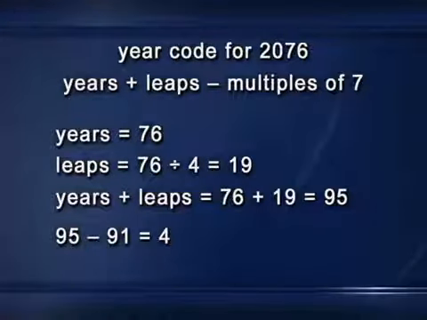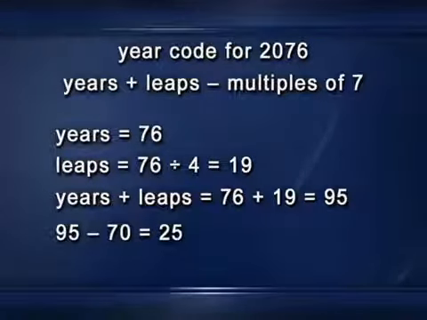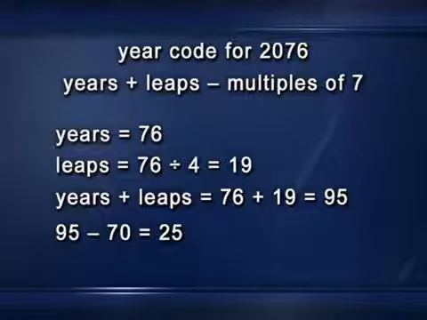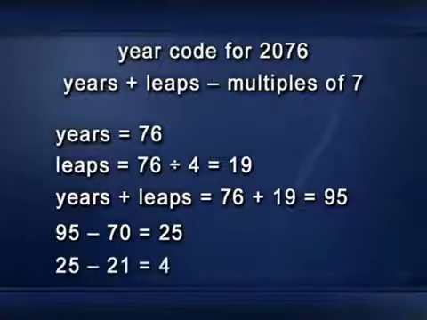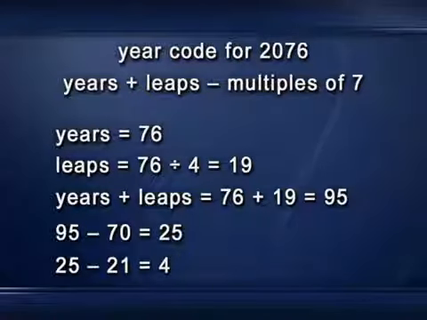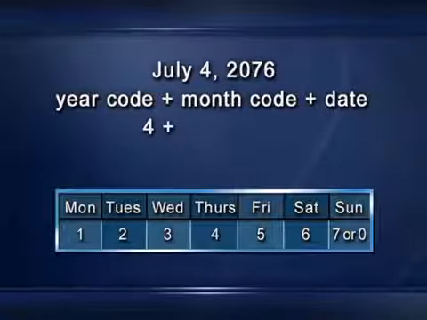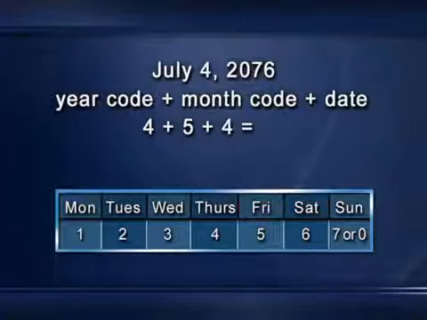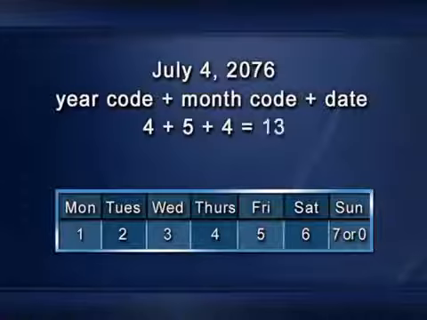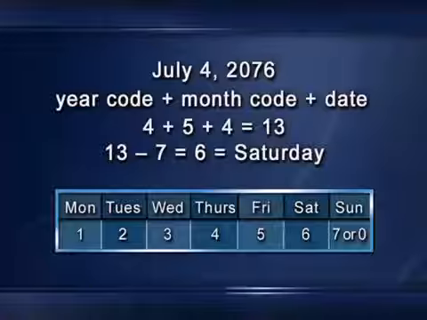If you don't know your big multiples of 7, that's okay. Take that 95 and first subtract 70 to get 25. And now using 25, subtract the biggest multiple of 7, which is 21. 25 minus 21 is 4, and that's the year code for 2076. So on July 4th of that year, we'll have a year code of 4 for 2076. July is a 5, and the 4th of July would be a 4. So if we add 4 plus 5 plus 4, it's 13. Subtract 7 to get 6. So that day will be on a Saturday.